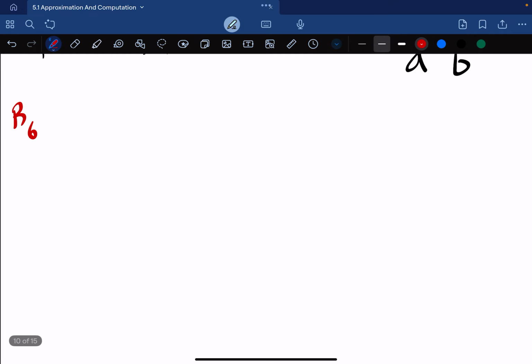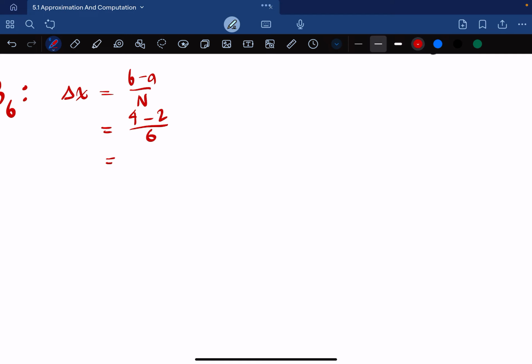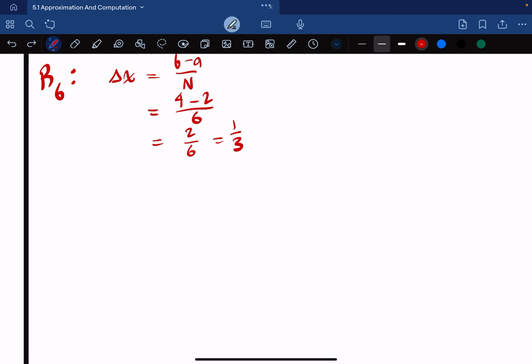So first thing we're going to do, and something we always have to do, is calculate delta x. It's equal to b minus a over n. We know b is equal to 4, a is equal to 2, and n is equal to 6. So you end up with 2 over 6, otherwise known as 1 over 3. That is our delta x. This is the width of each of the rectangles, or the distance between each of the endpoints.